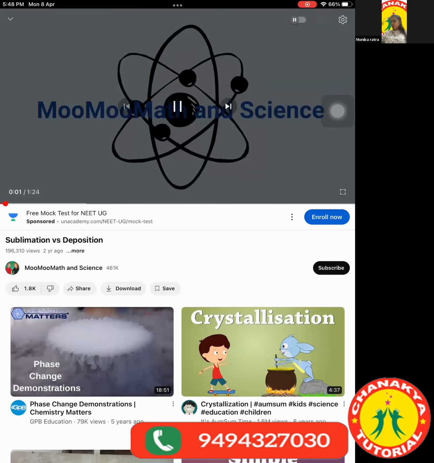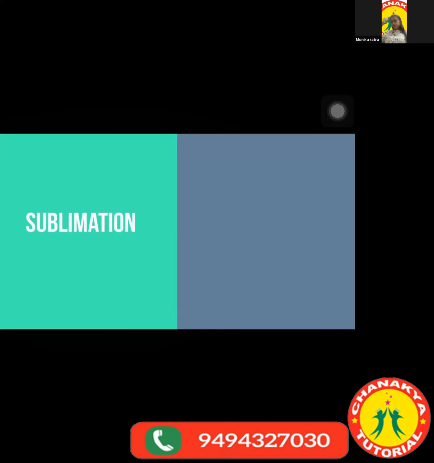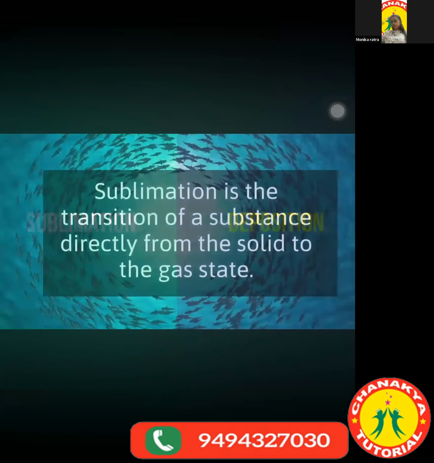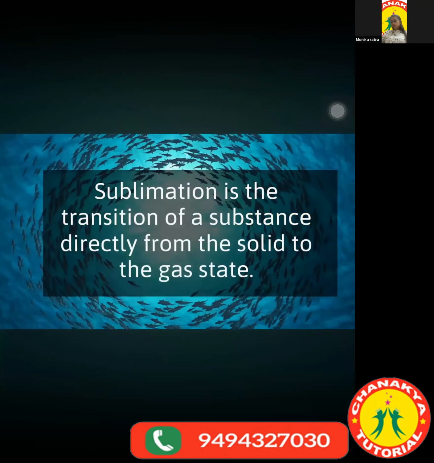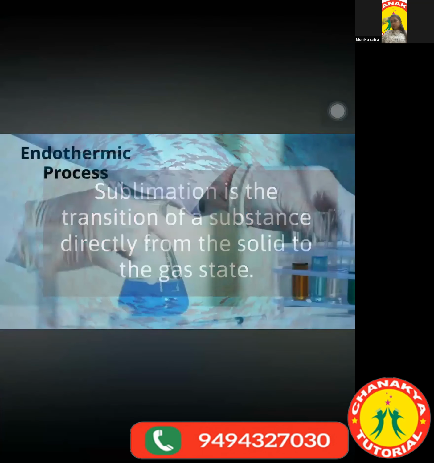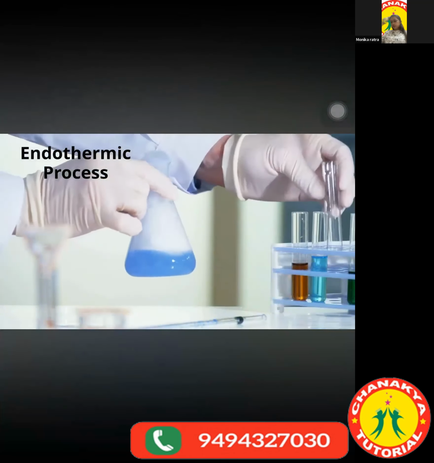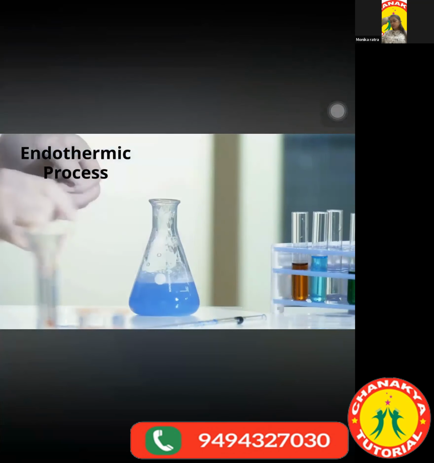Welcome to Moo Math and Science. In this video, let's figure out the difference between sublimation and deposition, which are both phase changes. Sublimation is the transition of a substance directly from a solid to a gas without going through the liquid state. Sublimation is an endothermic process. An endothermic reaction is a chemical reaction in which more energy is needed than is released. A constant input of energy, often in the form of heat, is needed to keep an endothermic reaction going.